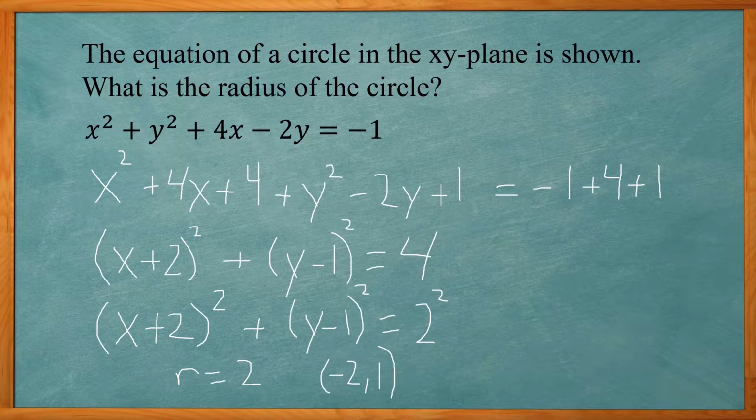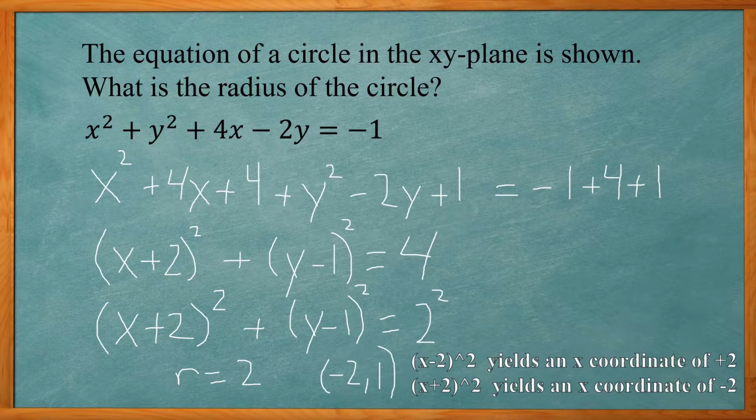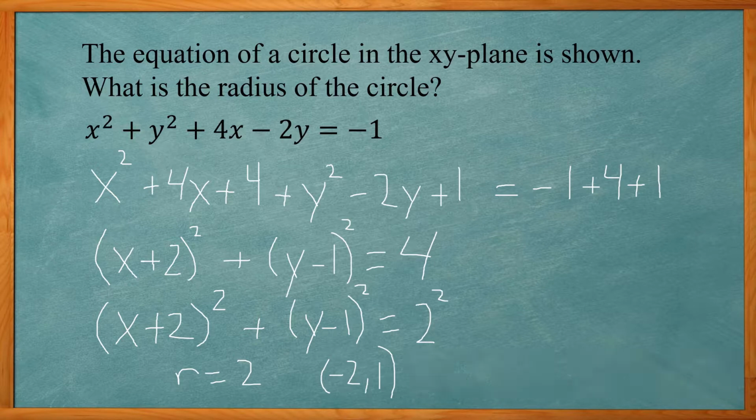And always remember, since our original standard form is x minus h and y minus k, it's going to be the opposite sign. So if you have plus 2 there, it's going to be a negative 2. If you had x minus 2, it'll be a positive 2. Same with the y minus 1. Y minus 1 is going to be a y coordinate of positive 1. If I had y plus 2, then my coordinate would be negative 1. So that's how you find the radius of a circle, by transforming it into the standard form by completing the square.